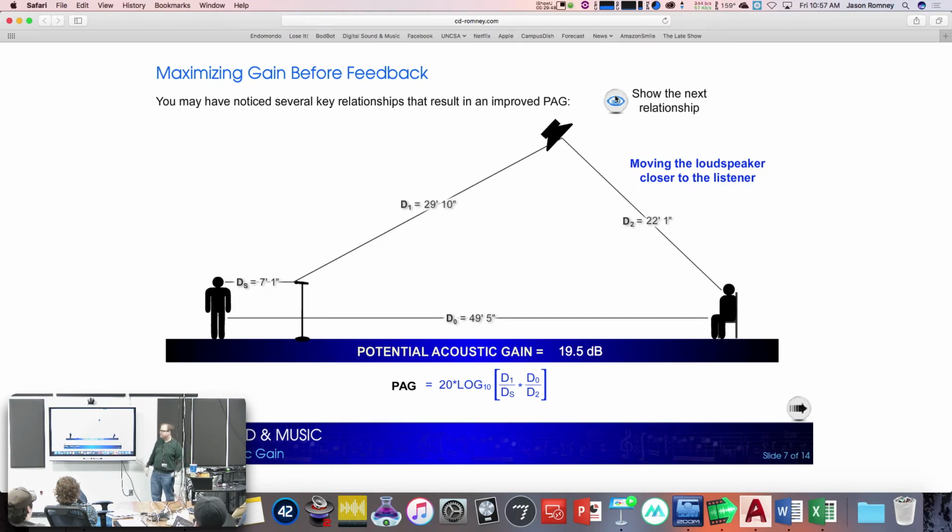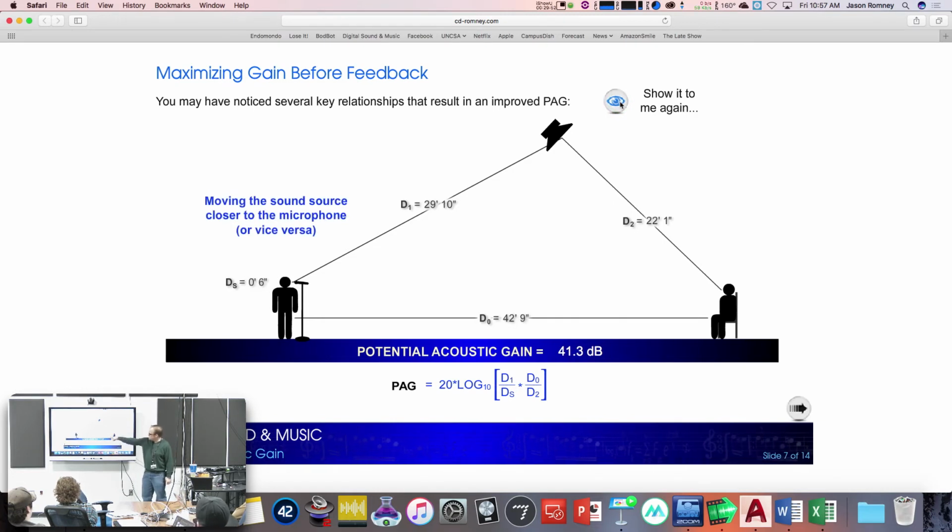Yeah? So you could also get the talker closer to the microphone. Right? So I moved the talker closer to the mic. Now I'm at 41 dB of gain. That's all. Now I could collect a paycheck for that.